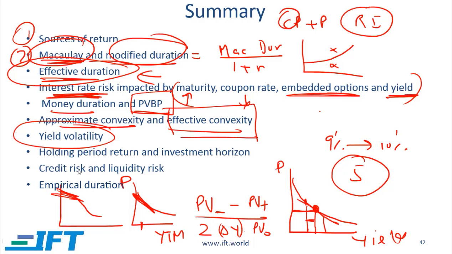Holding period return and investment horizon. The quick point here is that if the investment horizon is long relative to the Macaulay duration, then an investor is concerned about interest rates going down, because then coupon payments would be reinvested at lower rates and the impact of reinvestment income dominates the impact of a change in price. If the investment horizon is short relative to Macaulay duration, then an investor is concerned about a rise in interest rates.